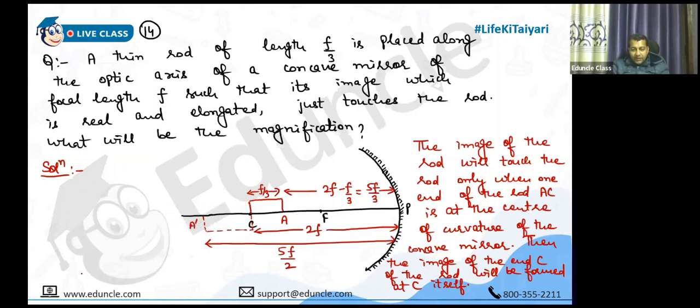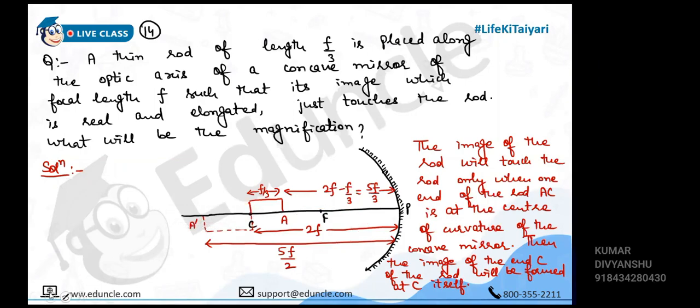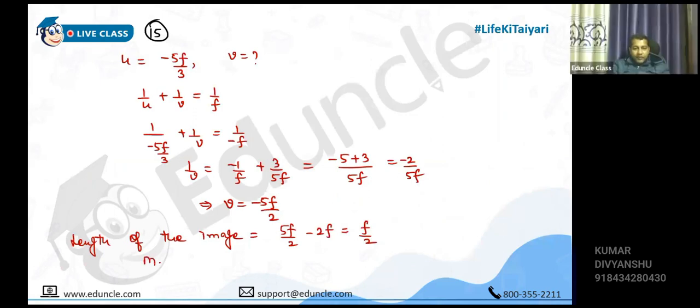So now what will be the magnification then? Length of the image to the length of the object. F by 2 to f by 3, it is 3 by 2, which is 1.5. That's it.